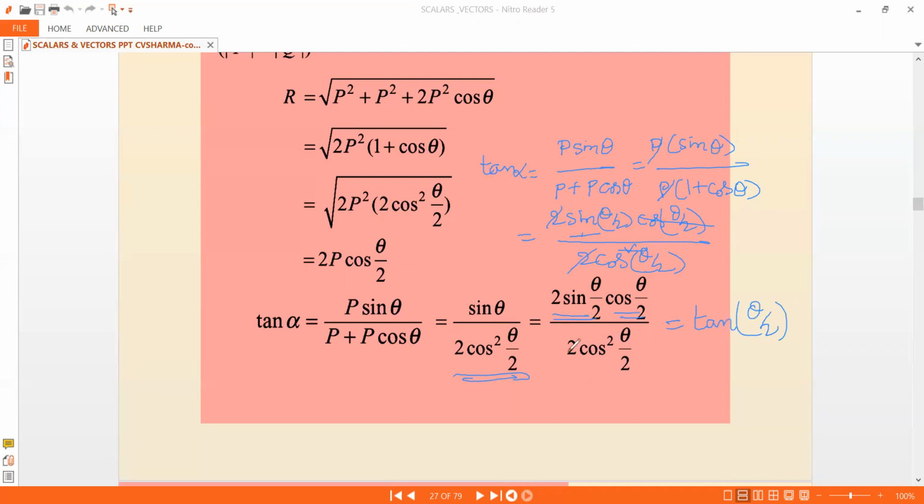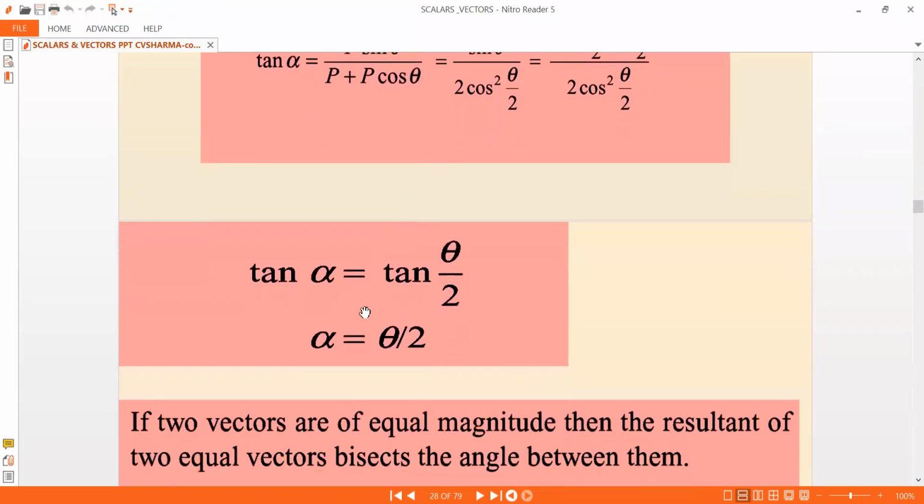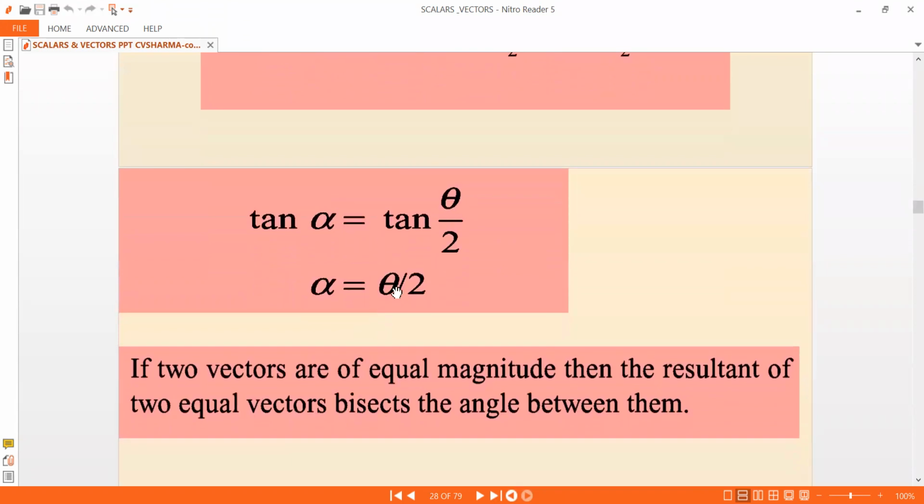So what I did was the 2 gets cancelled here, and one cos theta by 2 cancels with the other. Sin theta by 2 divided by cos theta by 2 is remaining, so what you get is tan theta by 2. Now you have the scenario that tan alpha is equal to tan theta by 2, so alpha happens to be theta by 2. That's the important result: when the vectors have the same magnitude, the resultant will bisect the angle. That is the idea.